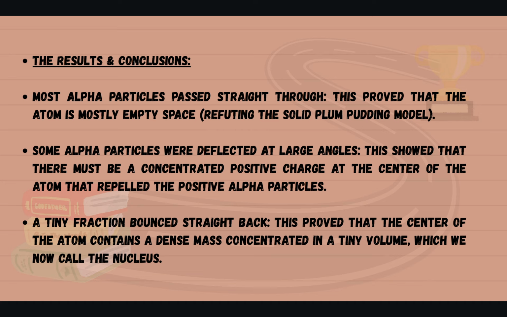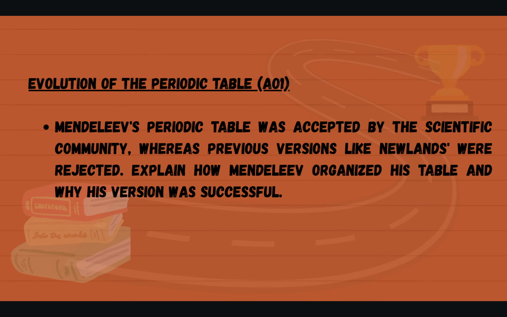Then some alpha particles were deflected at large angles. This showed that there must be a concentrated positive charge at the center of the atom that repelled the positive alpha particles. Then a tiny fraction bounced straight back. This proved that the center of the atom contains a dense mass concentrated in a tiny volume, which we now call the nucleus.